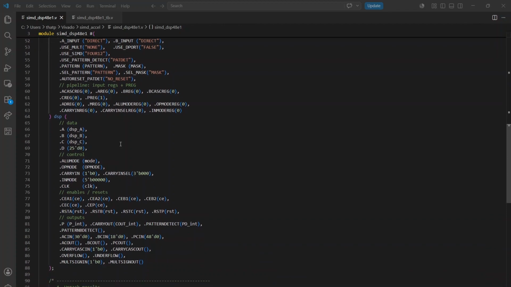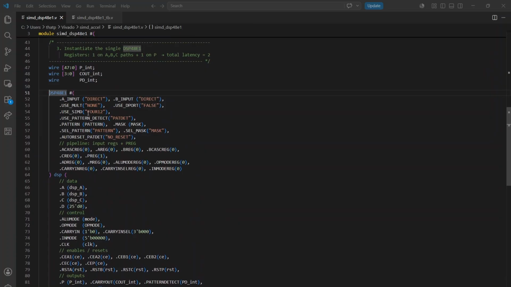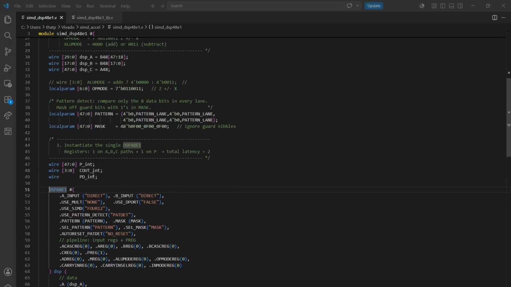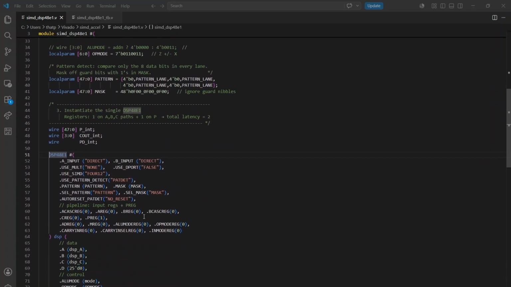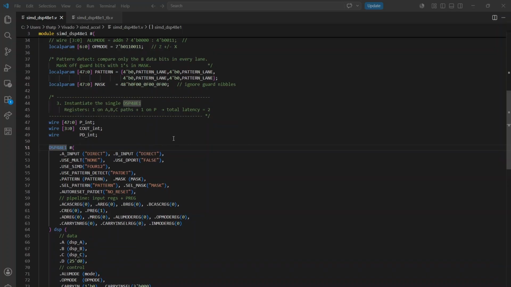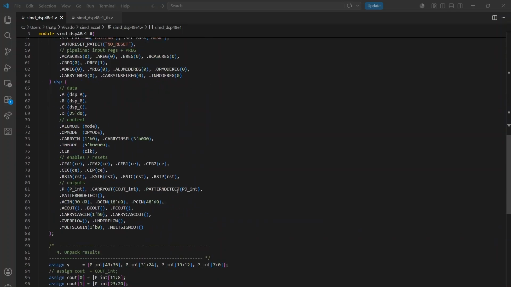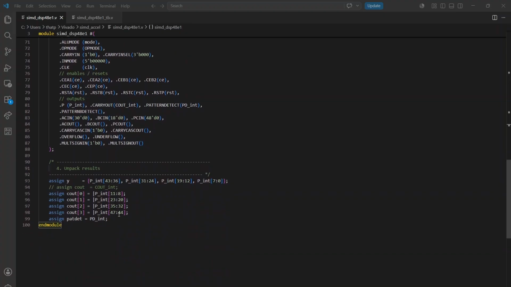I won't go over this part in a ton of detail because I think it's mostly self-explanatory having read the manual for the DSP. I guess for the mask, this is set to ignore the guard lane bits. Since we're only passing in unit 8s, we don't want to pay attention to the uppermost 4 bits when we're trying to detect a pattern.